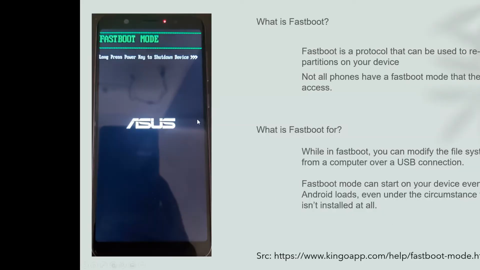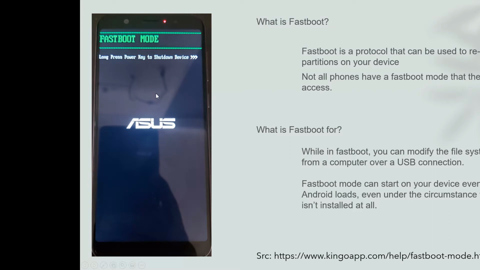So you can see on the left here, my Android phone is a Zenfone Max Pro M1, and I'm in the fastboot mode. First of all, let's understand what fastboot is. Fastboot is kind of a protocol that can be used to reflash the partitions on your device. It's used for flashing, but it's a protocol, and not all phones have a fastboot mode that the user can access. So this is my phone, an Asus phone.